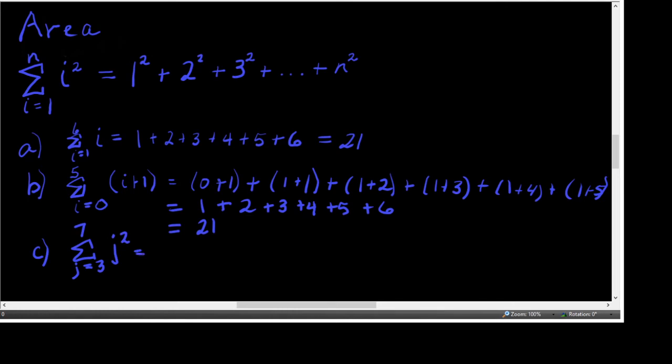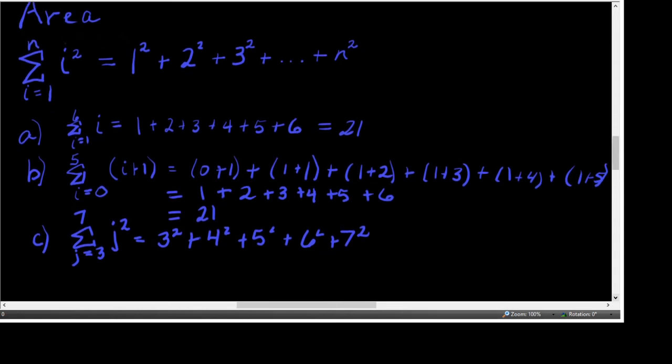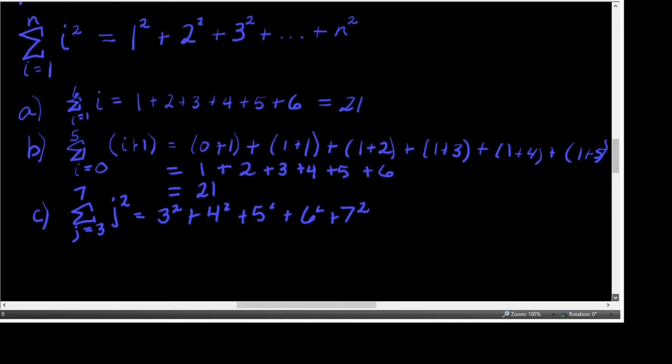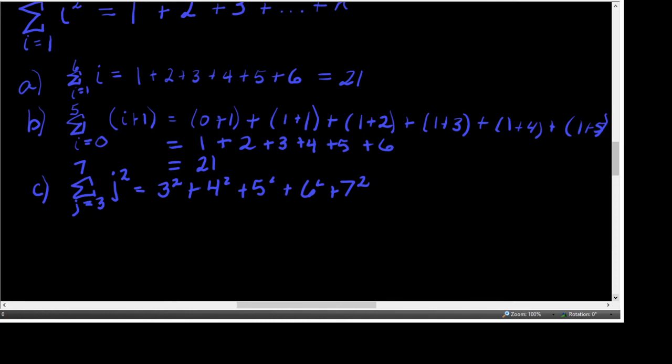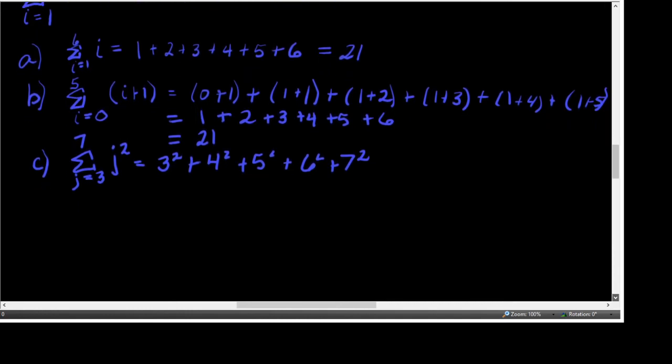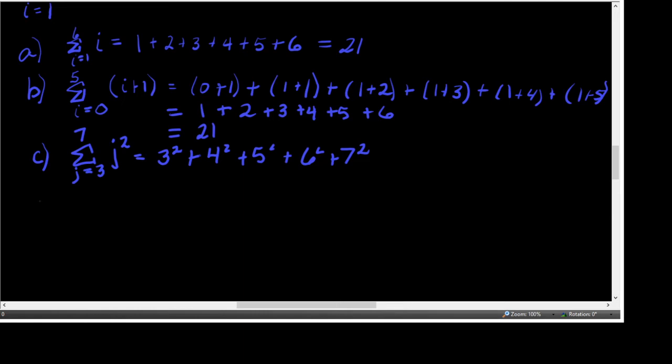Okay, so this is J squared. So, starting with 3, 3 squared, plus 4 squared, plus 5 squared, plus 6 squared, plus 7 squared. I'm not necessarily going to simplify every time because I think you probably get the idea of how that works. So you can simplify these if you care to, but I'm not going to, in this case, necessarily simplify. All right, so I move this down. I'm going to start the next part of this, which is part D.